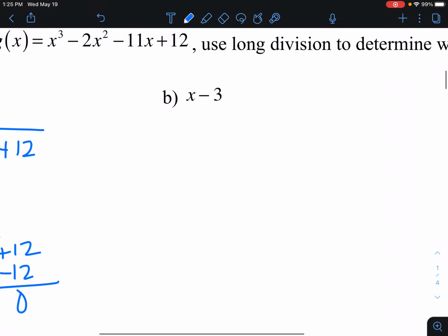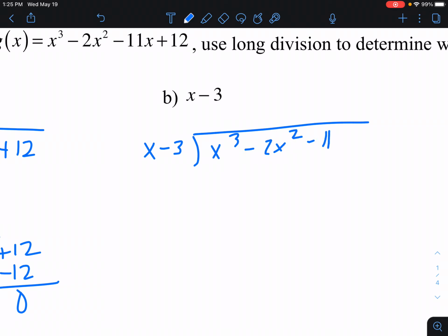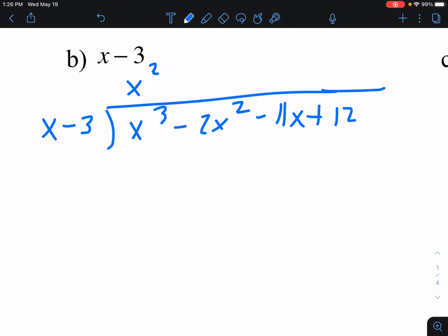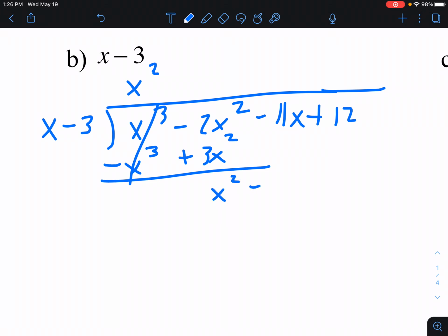Okay, now let's see if x minus 3 is a factor. Okay, so let's start the cycle. Divide the first terms. X cubed divided by x is x squared. Distribute. X squared times x is x cubed. Negative 3 times x squared is negative 3x squared. And then change the signs to subtract. Cancel. Combine the like terms to have 1x squared. Bring down the next term.